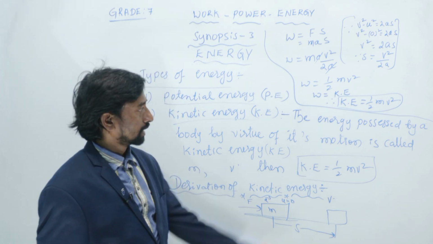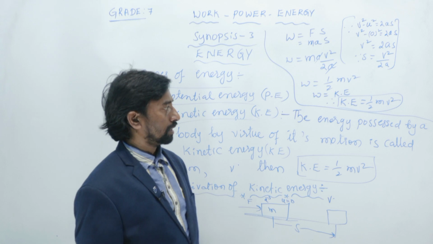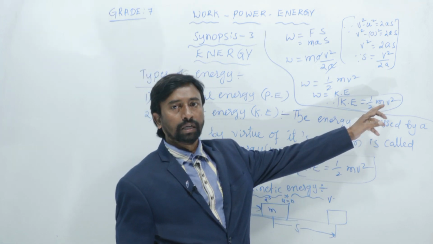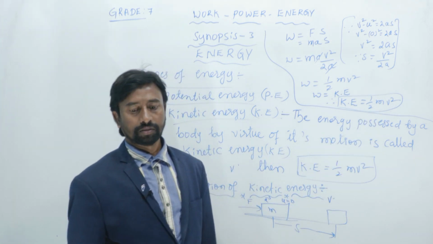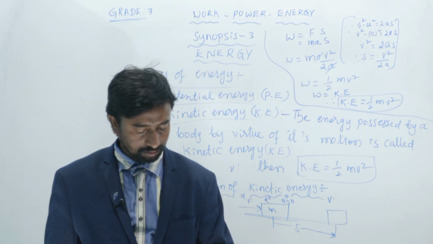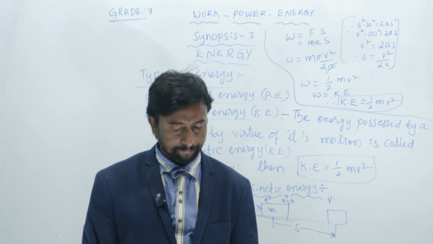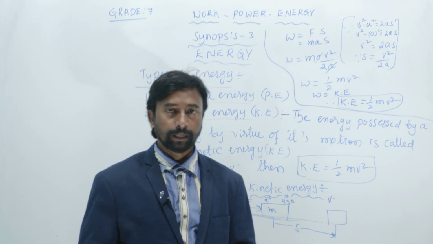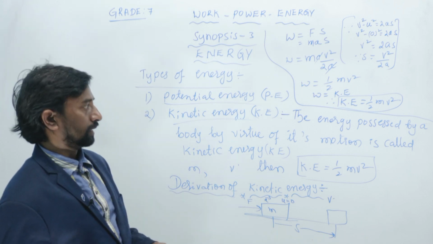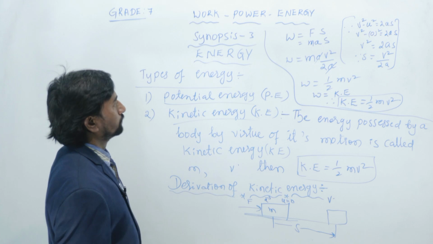Now we have the relation between kinetic energy and momentum. Kinetic energy is directly proportional to v square when the mass of the body is constant. And if the velocity is constant, it is directly proportional to the mass. Now we will write the relation between the kinetic energy and the momentum.